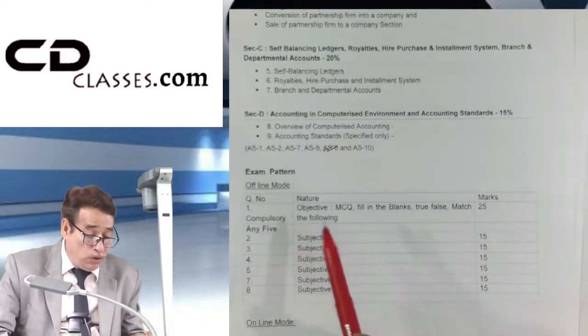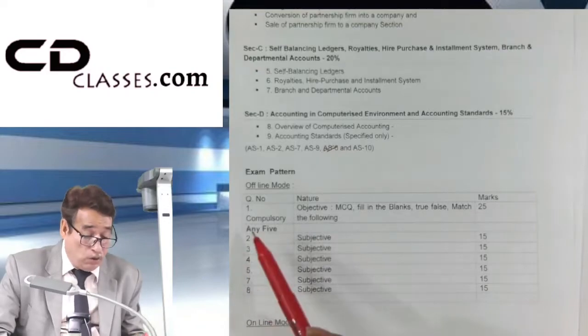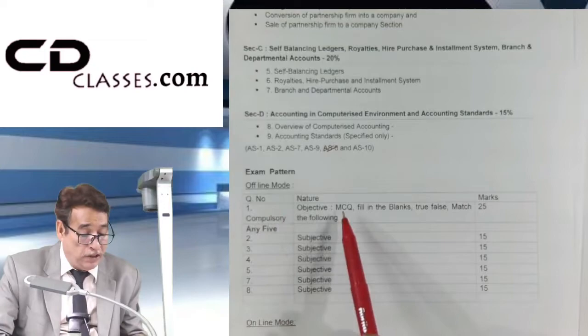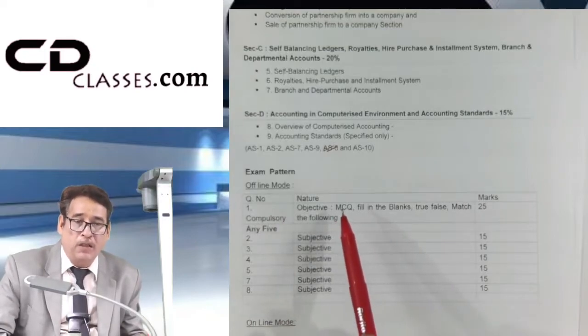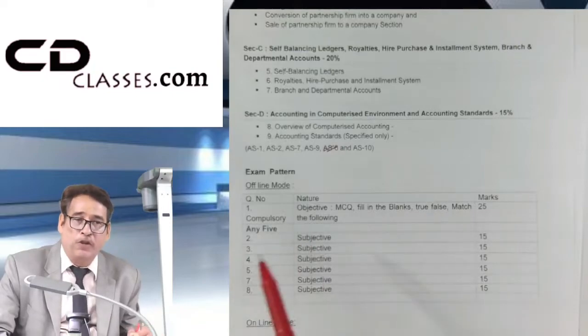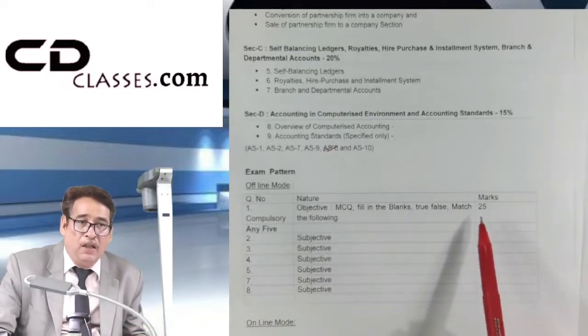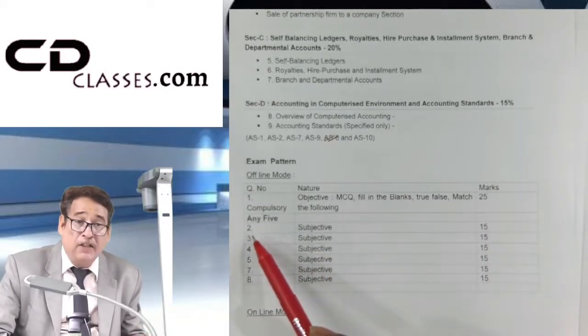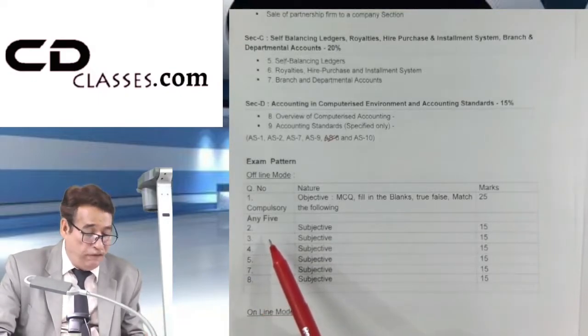over there you used to get a total of 8 questions, and out of 8 questions, question number 1 used to be of compulsory nature, wherein you used to get objective sort of questions in the form of MCQs, fill in the blanks, true false questions, or match the following, and this question used to command 25 marks, correct? And besides that, there used to be 7 more questions, and out of those 7, you needed to attempt only 5 questions.